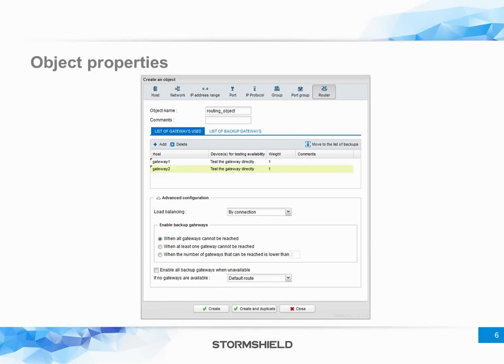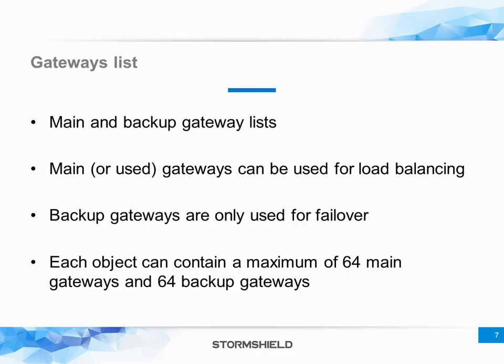Now let's review all these fields in more details. First we have our gateway list, so main and backup. The gateways in the main list will be the ones that will be in use by default, so either one if there is no load balancing, or all of them together for load balancing policies. Backup gateways are disabled by default. They will only be used once failover is triggered. Each one of these lists can contain a maximum of 64 gateways per router object.